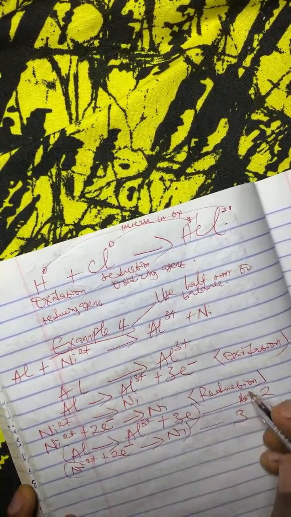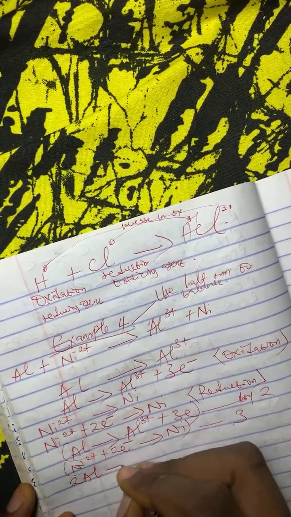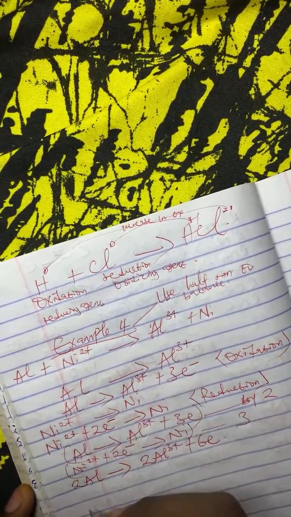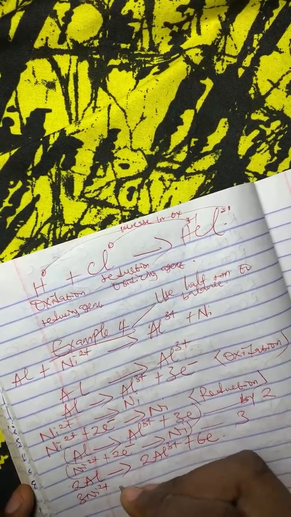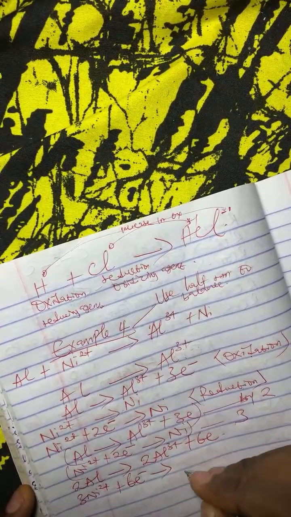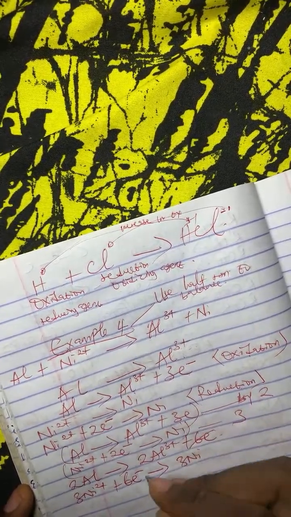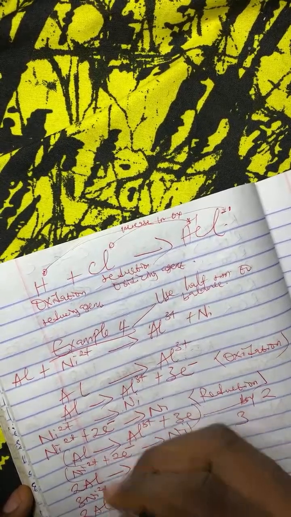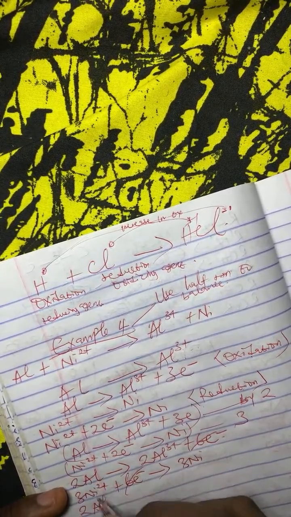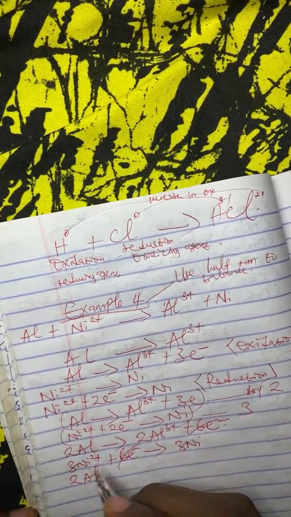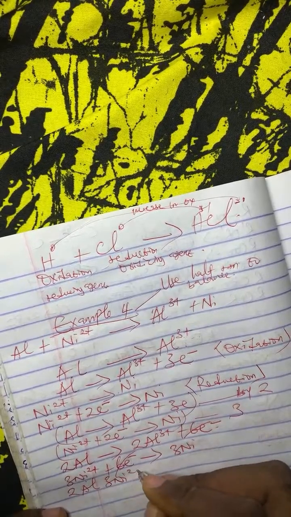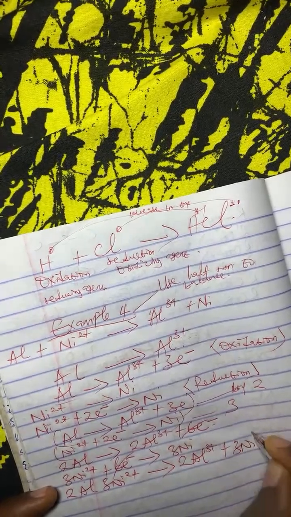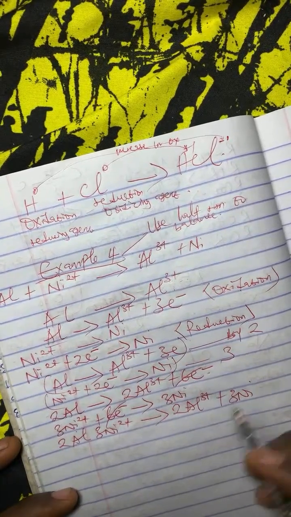So when I multiply everything here, by 2, I will have 2Al will give me 2Al3+ plus 6 electrons. The second one, I will have 3Ni2+ plus 6 electrons will give me 3Ni. 6 electrons cancel 6 electrons. So what do I have here? I'm combining the reaction now, reactant to reactant: 2Al plus 3Ni2+ will give me 2Al3+ plus 3Ni.